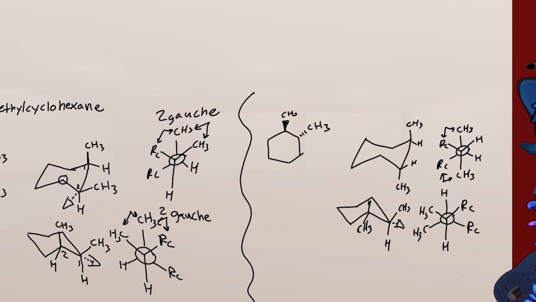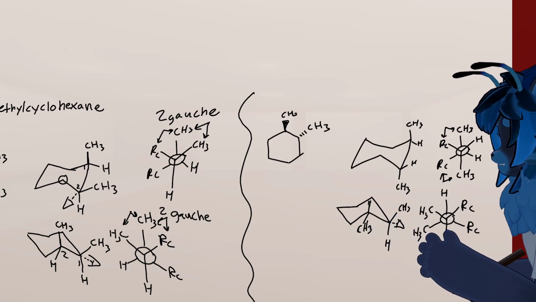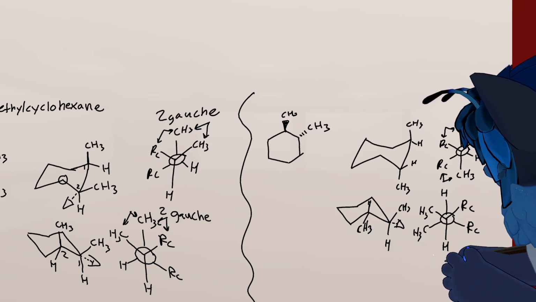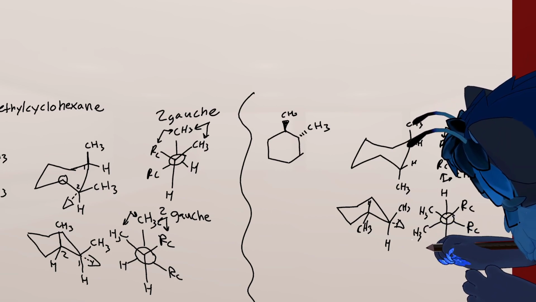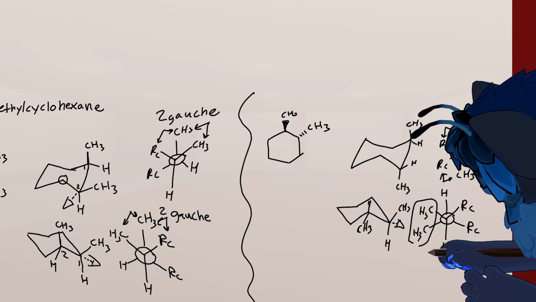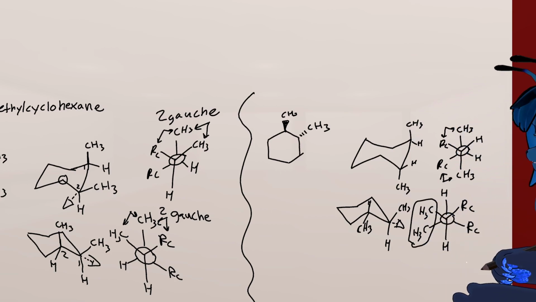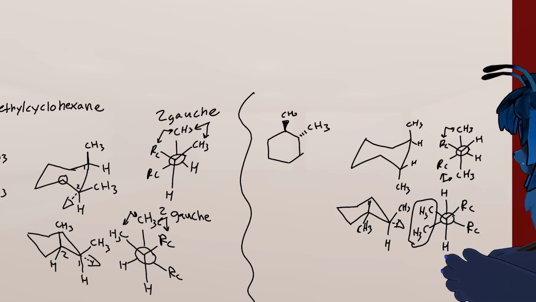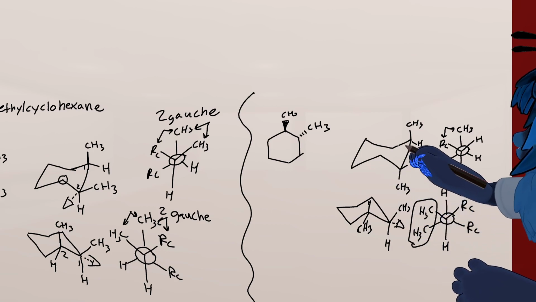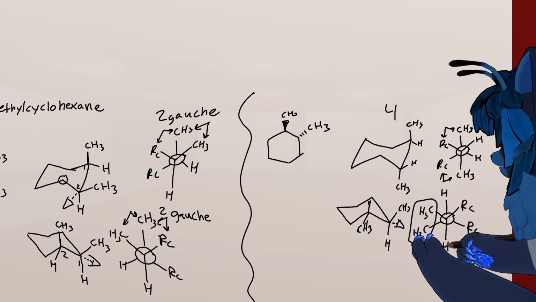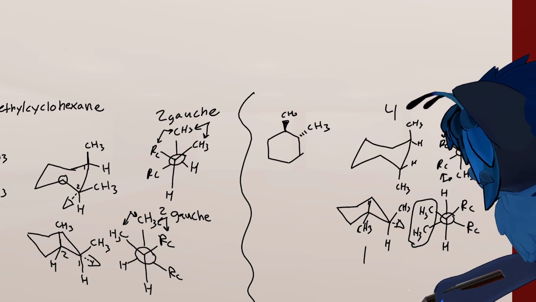So what do we see now? Well, when our methyls are in the equatorial position, then that means that they have no more gauche interactions with the ring. They just have one by themselves, right? This is just one gauche interaction between the two methyl groups themselves. So which one is more stable? Well, we know this one has 4 gauche interactions. This one only has 1.